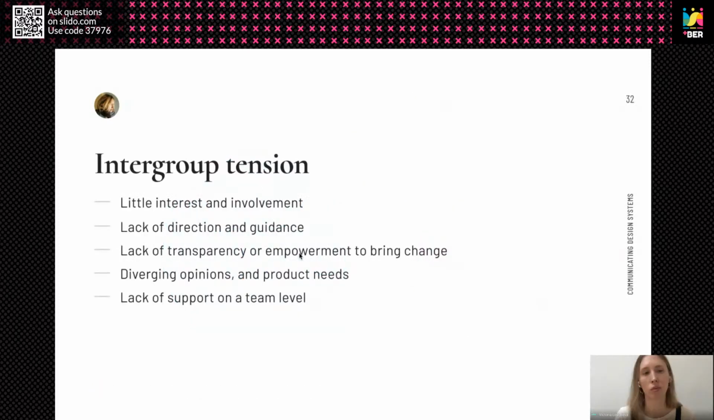And there was lots of intergroup tension as well. There was little interest and involvement in what's going on in both of these teams. There was a lack of direction and guidance, both from the design systems team and the product teams. A lack of transparency or empowerment to bring change, diverging opinions and product needs, and lack of support on the team level.